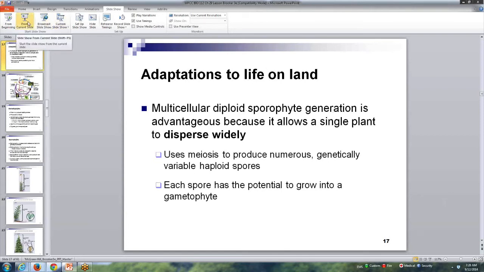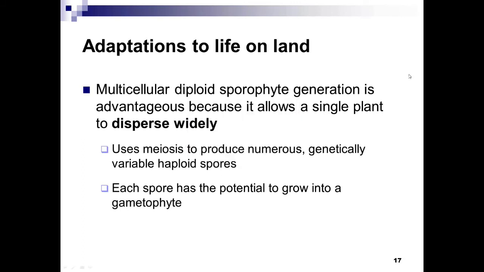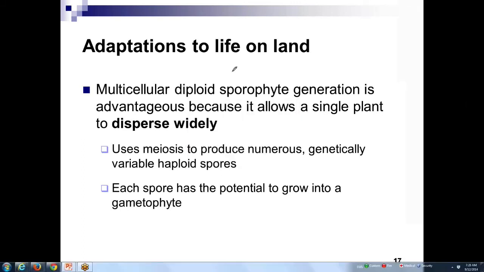Okay, so let's continue on now. Let's look at some of the adaptations to life on land. So how do we cope with those conditions on the land? Well, first of all, we have a multicellular diploid sporophyte generation. It's certainly an advantage because it allows a single plant to disperse very widely. Remember, guys, a sporophyte will produce many, many spores, thousands, tens of thousands of spores, or even more than that. So that's going to allow you to disperse better because the spores will be taken by the wind, water, even animals. And they're certainly going to use meiosis to produce many numerous genetically variable haploid spores.